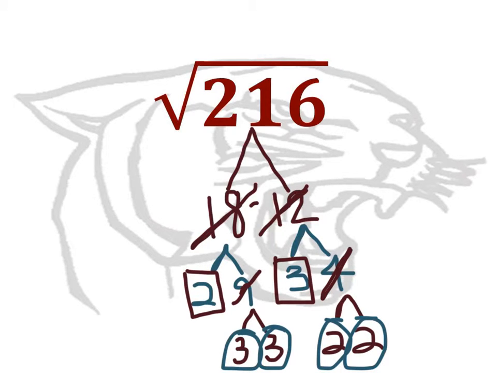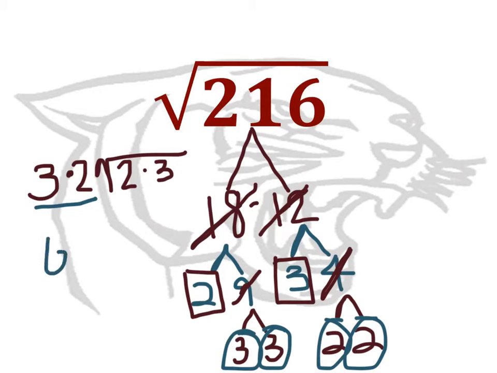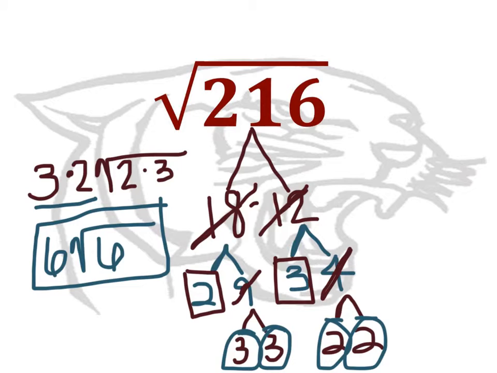So when we have pairs, those go outside of the radical. We have a 3 and we have a 2, so 3 times 2 times the square root of the numbers we have left that didn't have pairs. 2 times 3 under the radical. 3 times 2 is 6 times the square root of 2 times 3, which is 6. So our answer is 6 square root of 6.